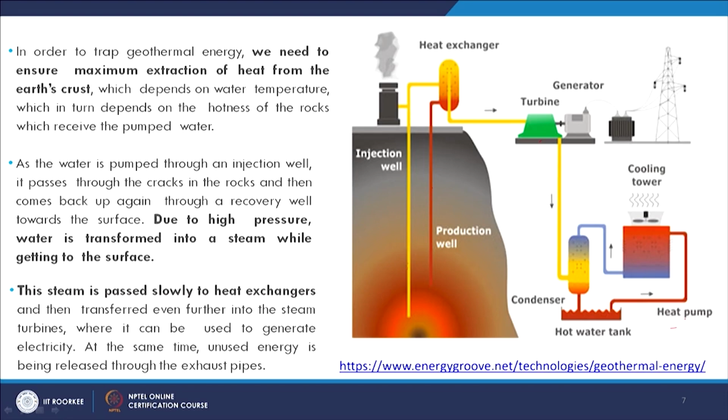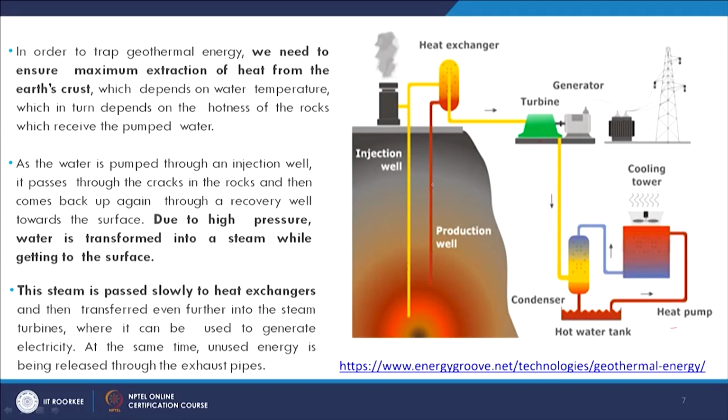So, that way this is called a heat pump. The water produced from the condensation of the steam can be further cooled. So, this is one way of producing electricity when the water is present here at high temperature and high pressure, and we are using a flash drum. Due to high pressure, water is transformed into steam while getting to the surface, as we have already discussed. This steam is passed slowly to heat exchangers and then transferred further into the steam turbines, where it can be used to generate electricity. At the same time, unused energy is released to the exhaust pipes, as we have already discussed.